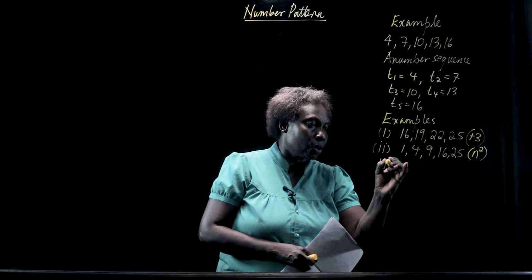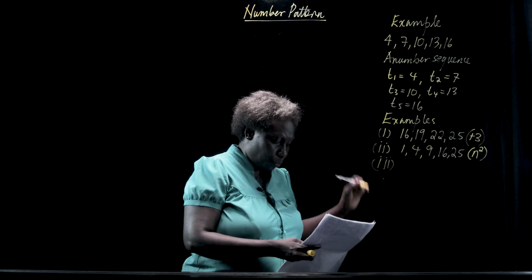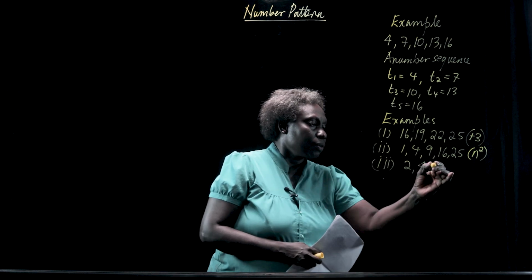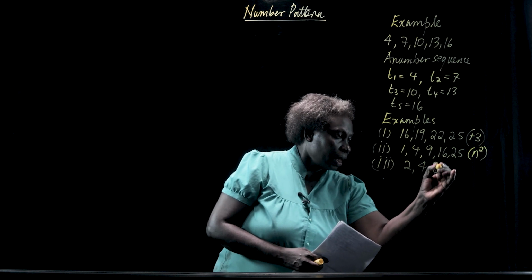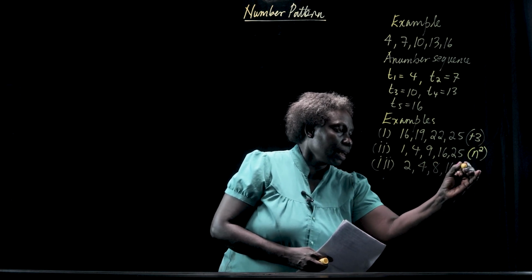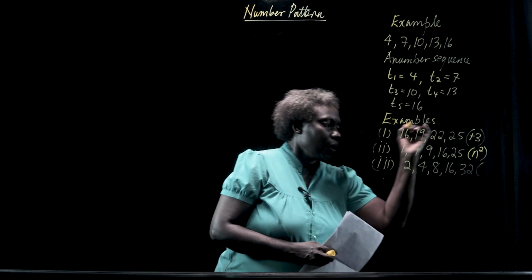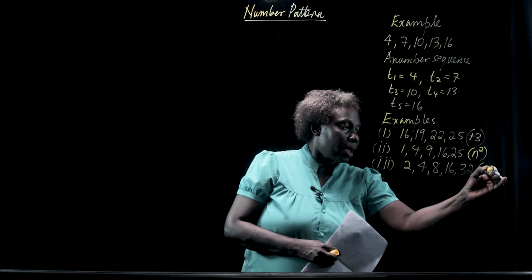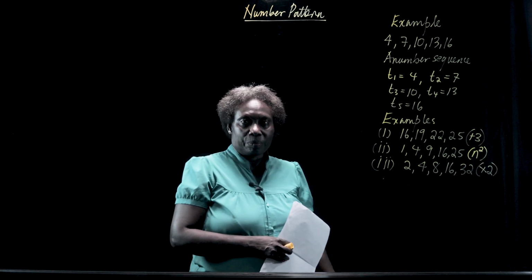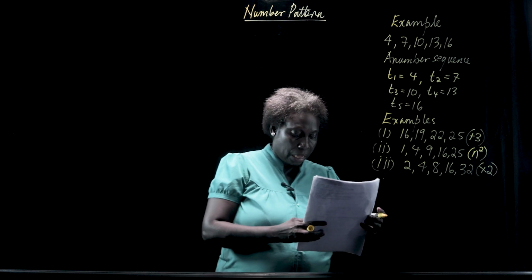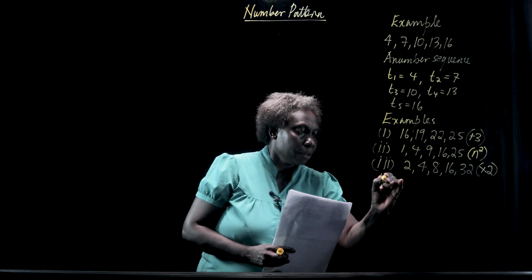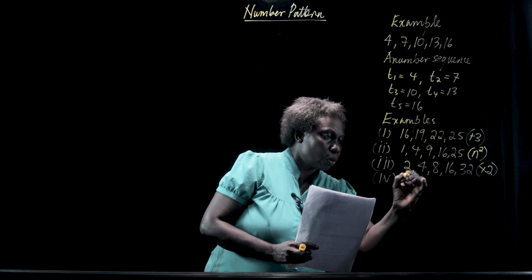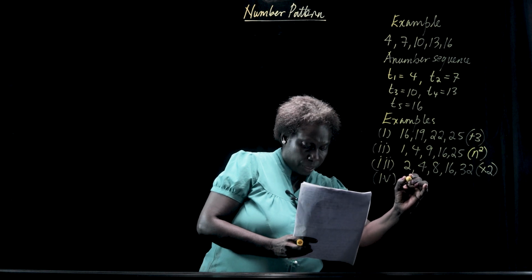Okay, let's look at example 3. We have 2, 4, 8, 16, and 32. These numbers are obtained by multiplying each term in the sequence by 2. And finally, we still have 2 more.